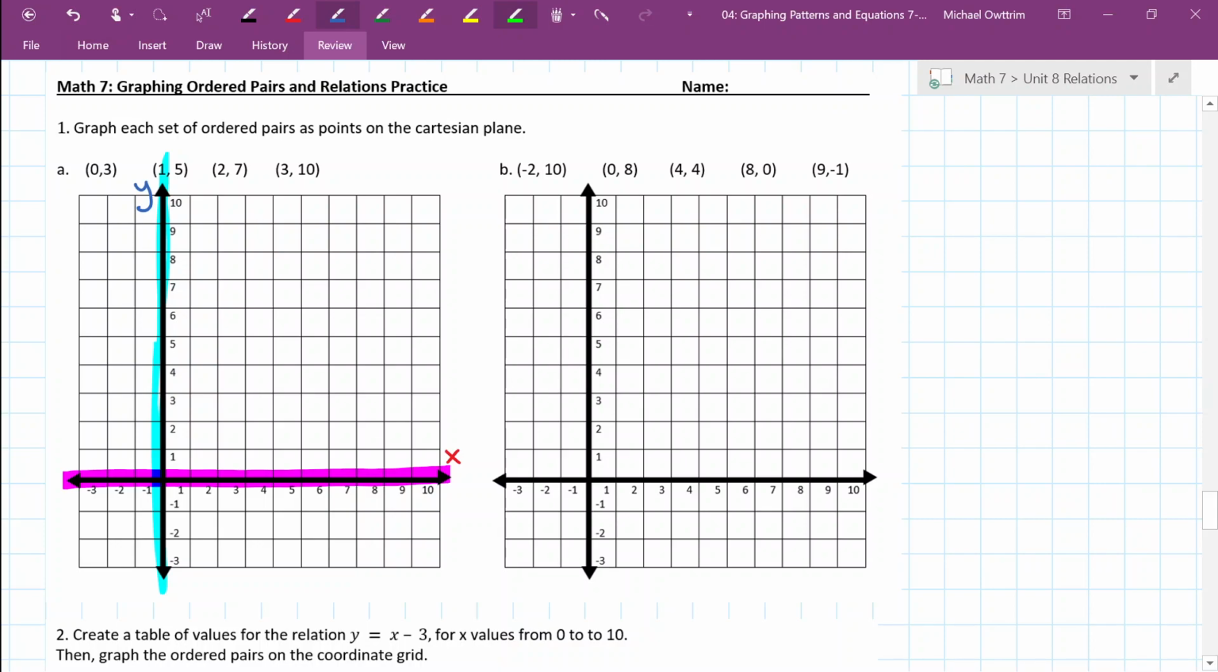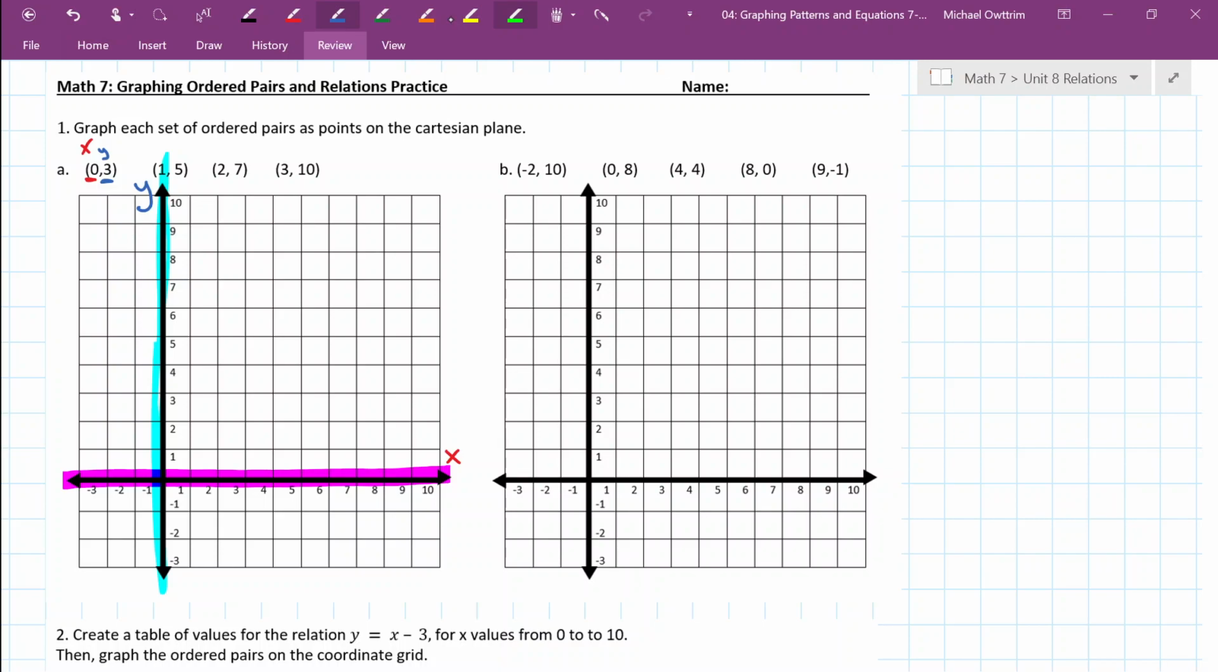So to represent an ordered pair on this Cartesian plane, we want to look at the x and the y values of each ordered pair. And x always goes first, and y is the second number. And these values tell us where to draw our dots by telling us how far to go left or right for the x value and how far to go up or down for the y value.